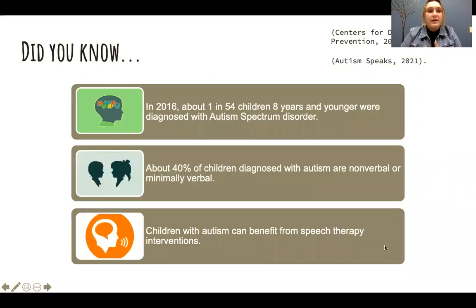So, did you know that in 2016, about 1 in 54 children 8 years and younger were diagnosed with autism spectrum disorder? And about 40% of children who are diagnosed with autism are nonverbal or minimally verbal. And because of this, children with autism can benefit from speech therapy interventions. And the high prevalence of communication impairments among children with ASD makes effective communication a really high priority. And one type of intervention that I'm going to be talking about is augmentative and alternative communication.